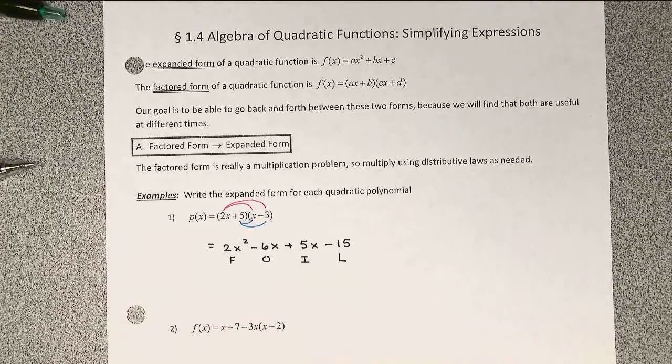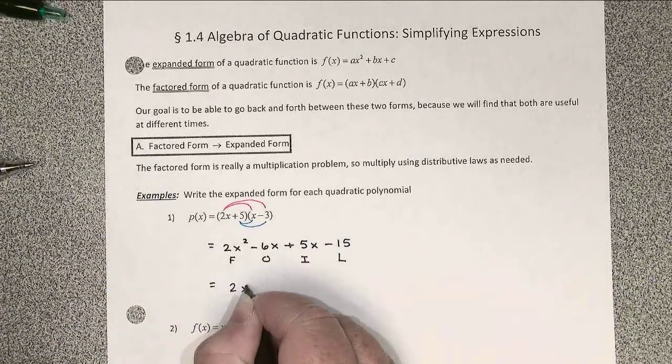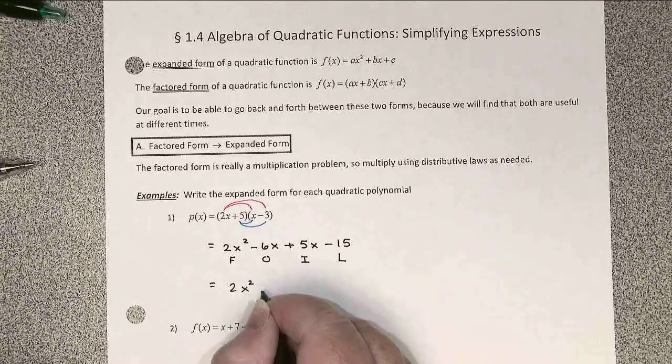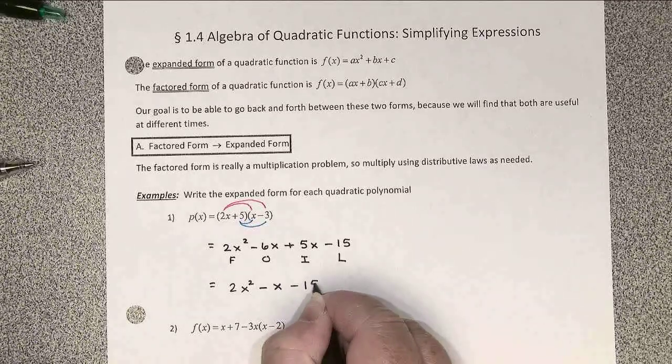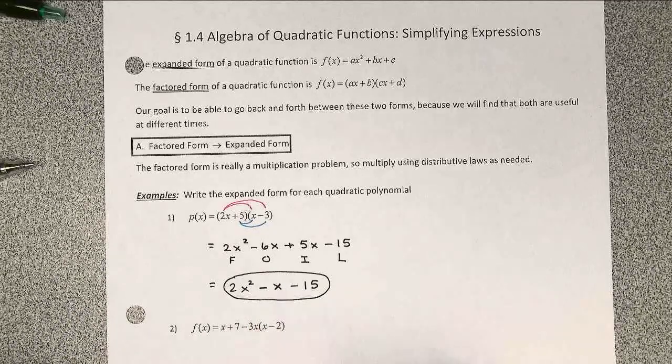Whether you think of this as two distributive laws, or if you kind of remember the acronym FOIL, you'll come up with the same thing. All right, so let's just simplify here. We have our 2x squared. The middle two terms are like terms, so I'll combine them to a negative 1x, or just minus x, minus 15. And there is my expanded form.